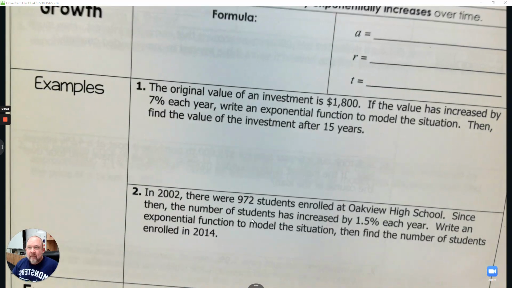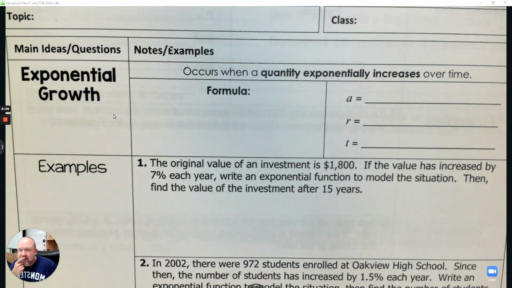All right. Here we have our lesson on exponential growth.